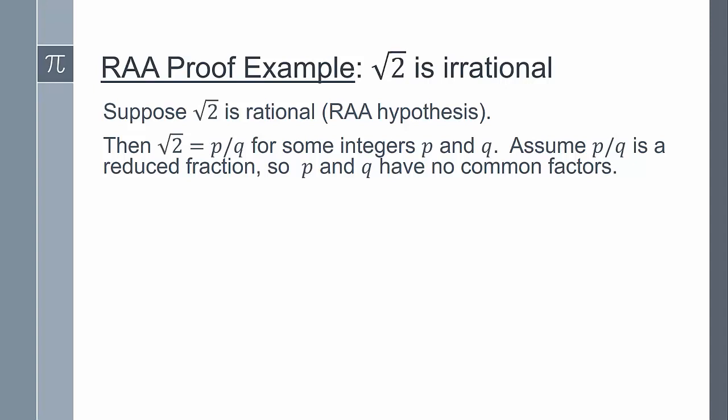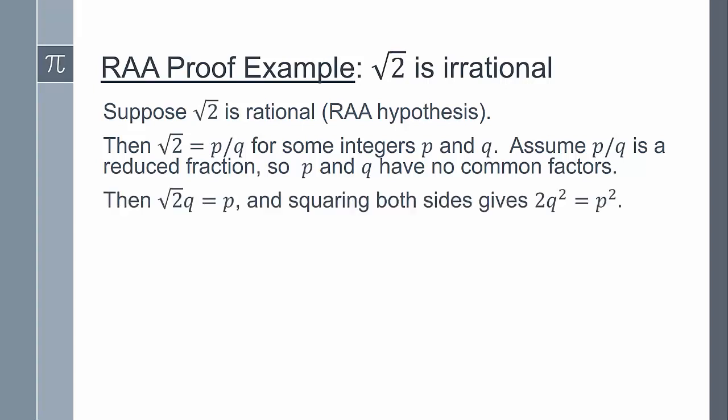So, for example, if you had a fraction like 4/6, you would cancel a common factor of 2 and get 2/3. So we want to assume that we have a reduced fraction. This is an important assumption. In other words, p and q have no factors in common. Then, just through using the rules of algebra, we can clear the denominator, and we get root 2 times q is equal to p. Then we'll square both sides of this equation, and we'll end up with 2 times q squared equals p squared.